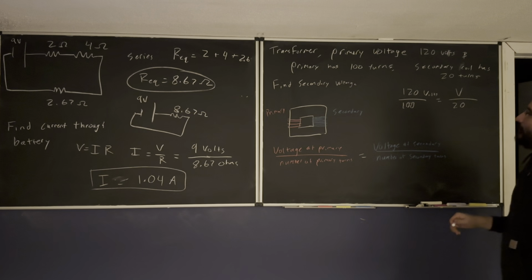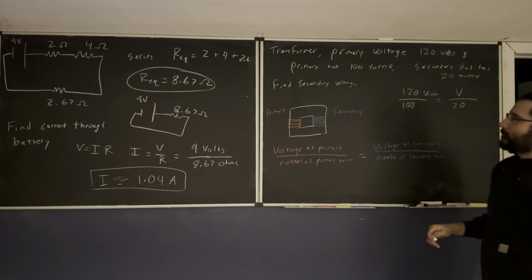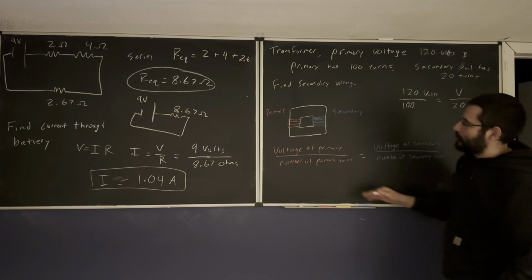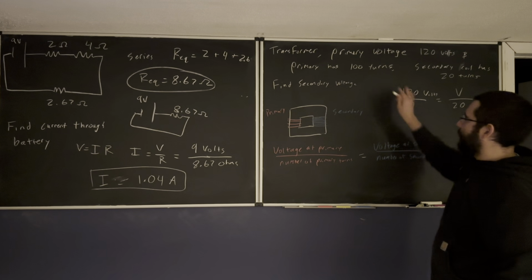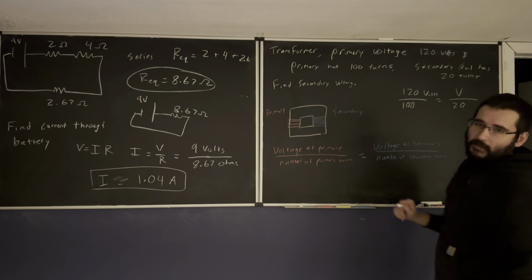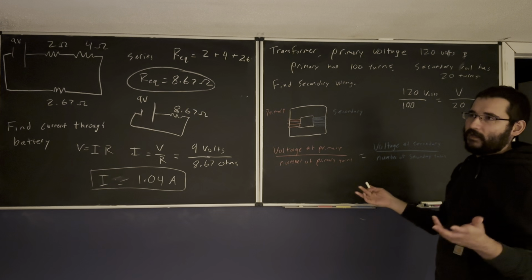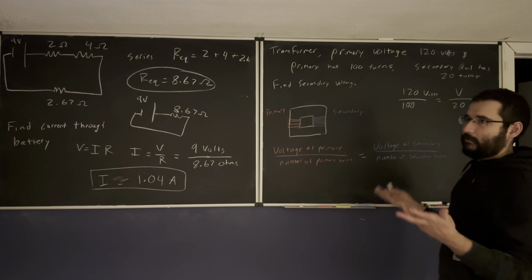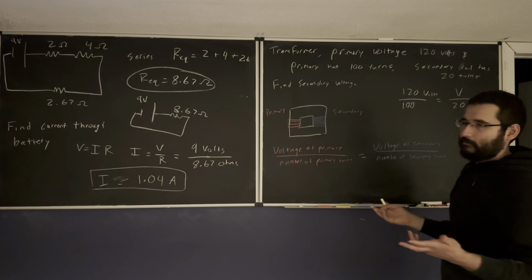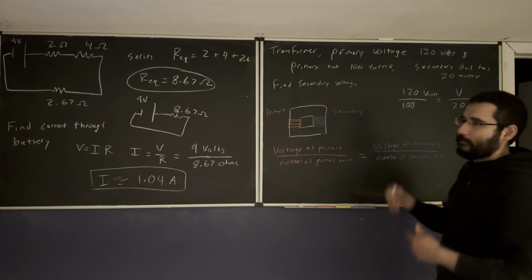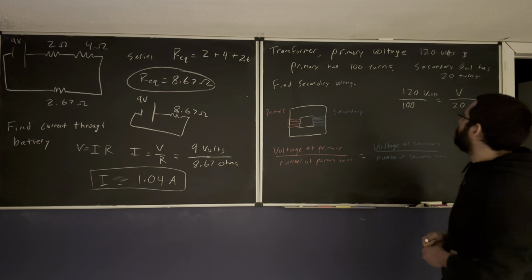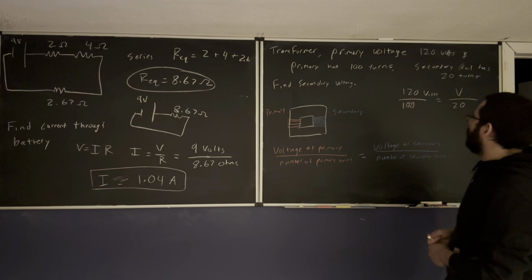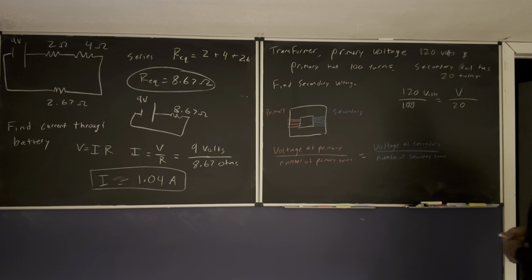Personally, the way I think of it is I just look at the ratio of the number of turns. If I have 100 turns at the primary and the secondary has 20 turns, the secondary has 5 times fewer turns than the primary. So the secondary voltage has to be 5 times lower. So if I have 120 volts, then 120 divided by 5. And that's how you end up with, wait, was it by 5? Did we say 24 or 20? I'm trying to remember. Yeah, this comes out to 24 volts.